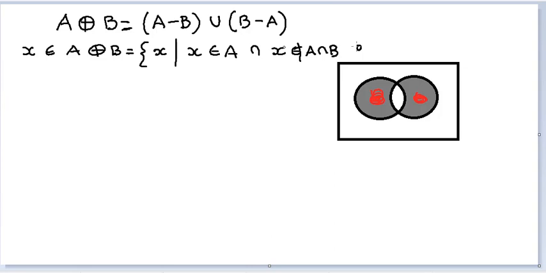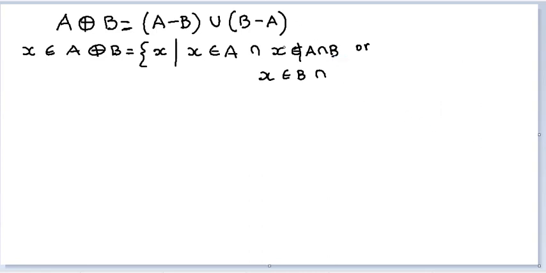So or it's a union, X belongs to B intersection, I'm going to remove this, it's going to interfere with us, and X does not belong to A intersection B. So we have written the definition of set difference of two sets A and B in this form, right?